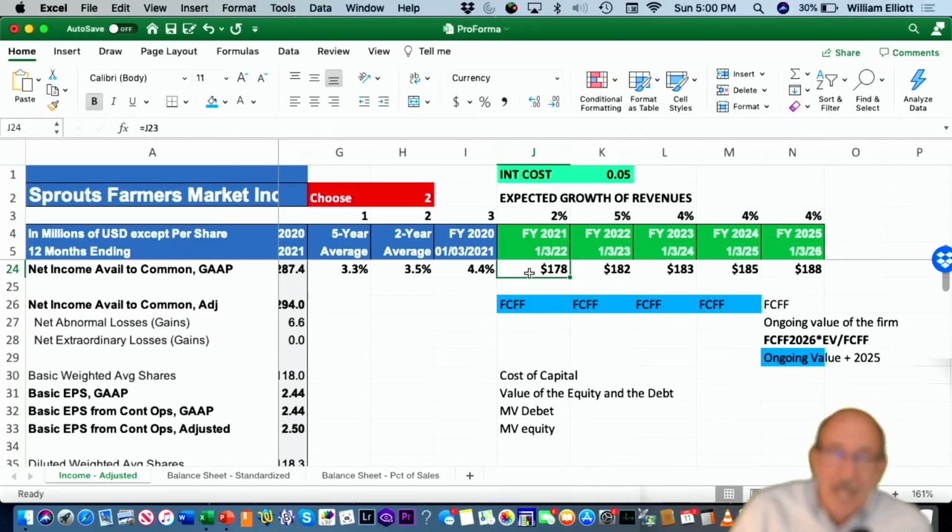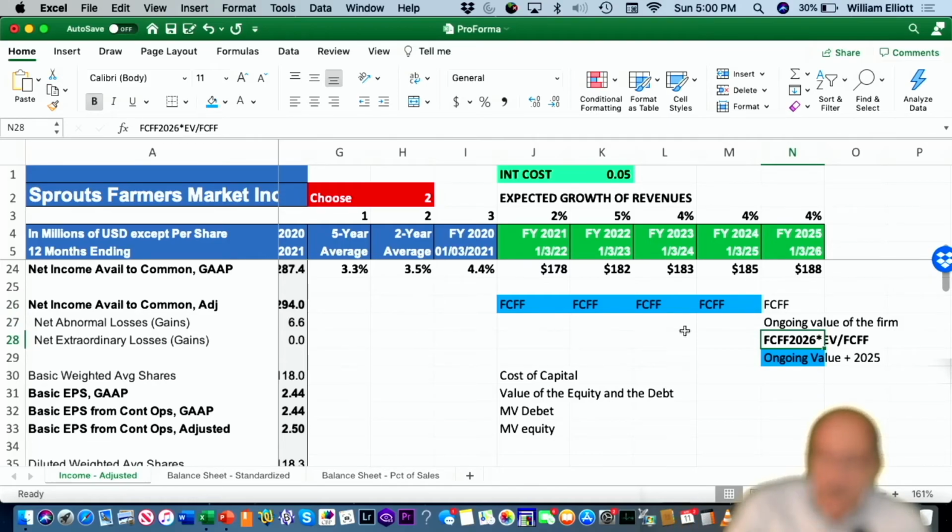Add back to it any increases in stock. So if you're issuing stock, in our case we aren't, but if you're issuing debt, which we are, you'll add that back in. Come up with this free cash flow, and do that for all 5 years. Use that final free cash flow as an estimate of the 2026 free cash flow, and get an ongoing value of the firm using that relative valuation multiple.